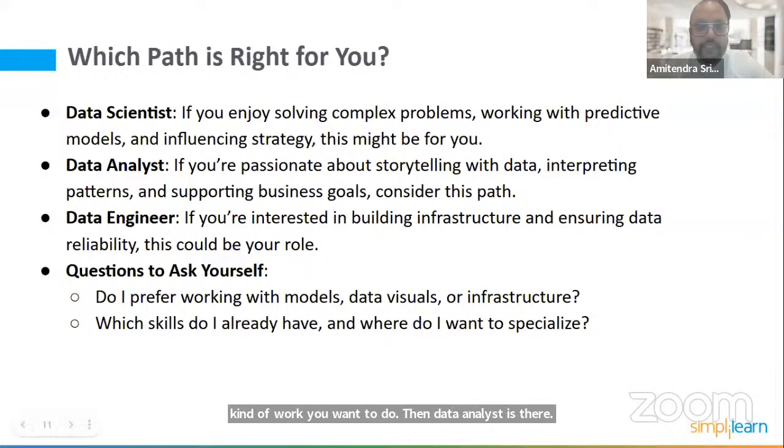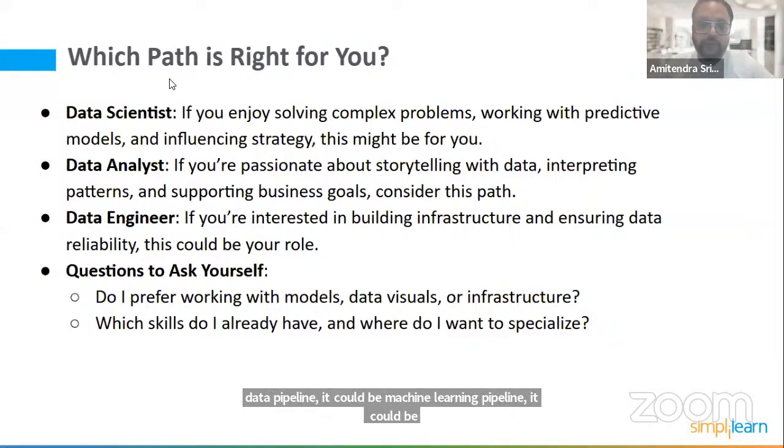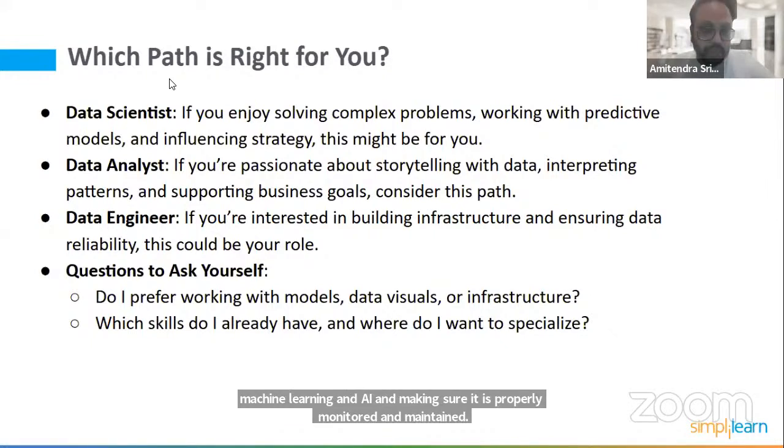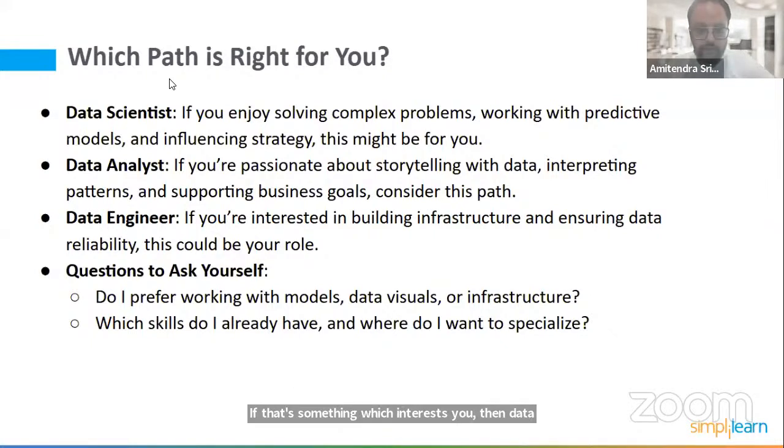Data engineer, when we are talking about, it's all about building infrastructure which will support your data scientist or data analyst, or probably application development which primarily leverages machine learning and AI. So you are actually building infrastructure. It could be a data pipeline, it could be a machine learning pipeline, it could be your entire application deployment which leverages machine learning and AI, and making sure it is properly monitored and maintained. If that's something which interests you, then data engineer is the job role that you are looking for.